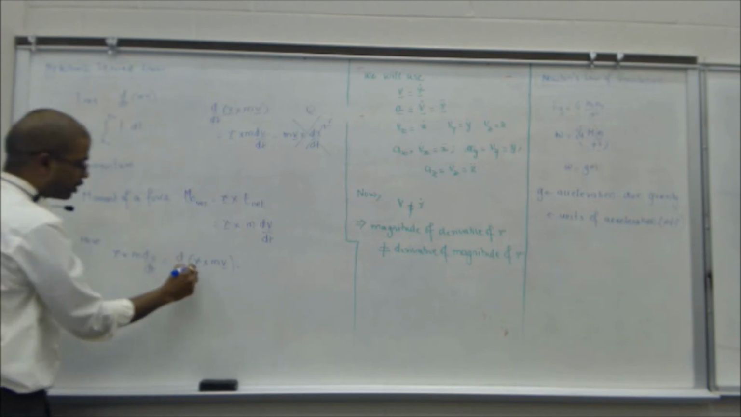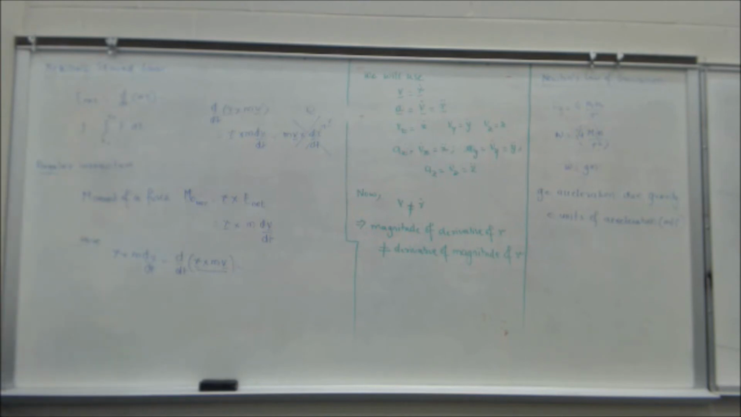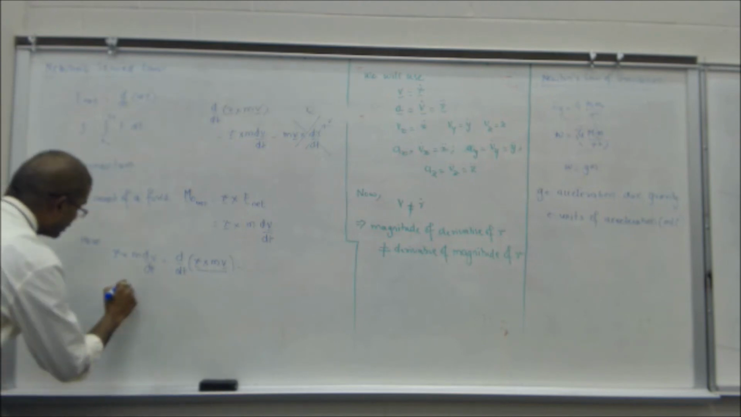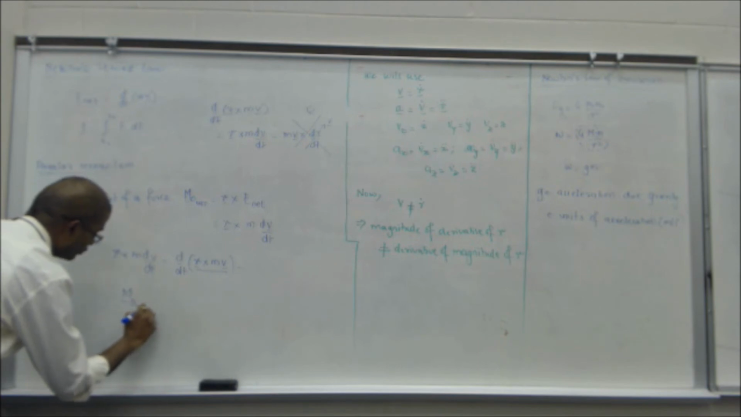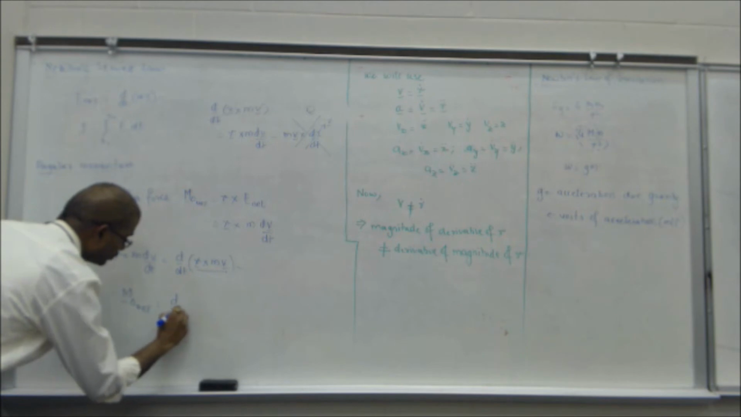But what is this quantity here? R cross mv. This is actually angular momentum. This is how you define angular momentum. mv is momentum, linear momentum. R cross mv is angular momentum, right? So you can say net moment is equal to change in angular momentum.